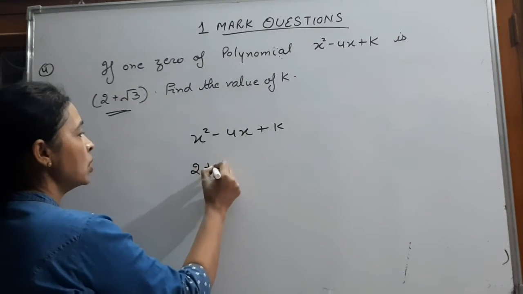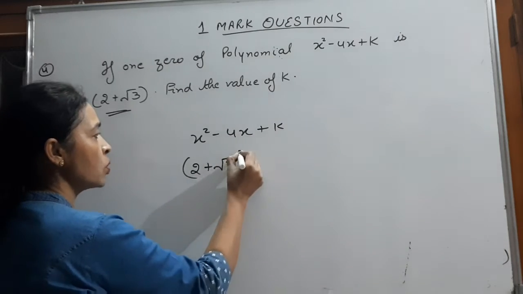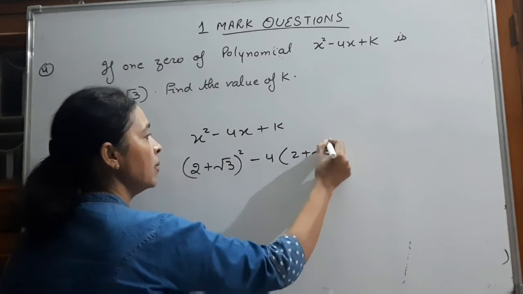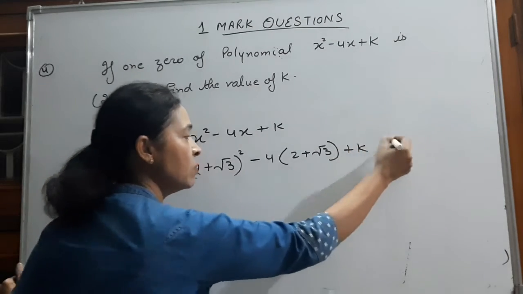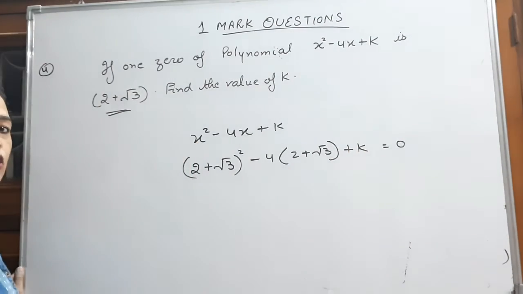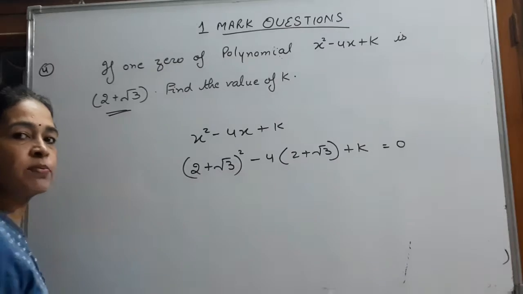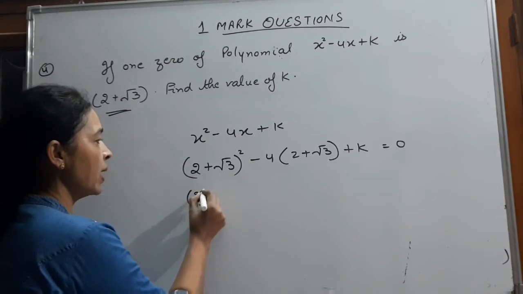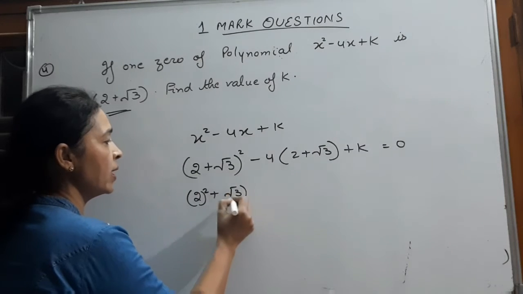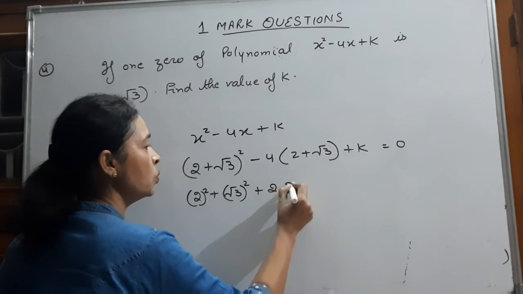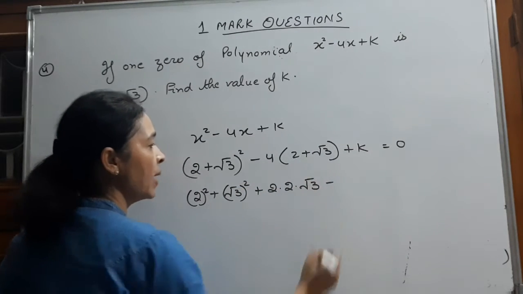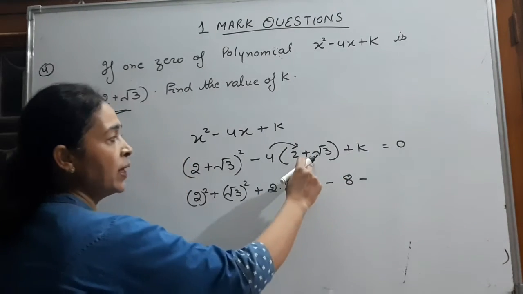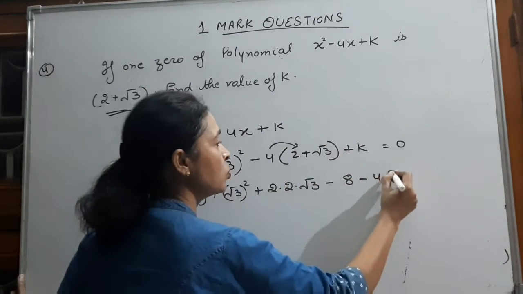In place of x we can put 2 plus root 3 whole square minus 4 into 2 plus root 3 plus k, which will equal 0 since this is a zero of this polynomial. What is a plus b whole square? a square plus b square plus 2ab. 2 square plus root 3 square plus 2 into 2 into root 3, minus 4 into 2 minus 8, minus 4 into root 3, minus 4 root 3.